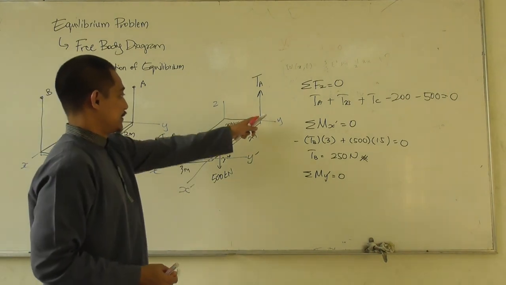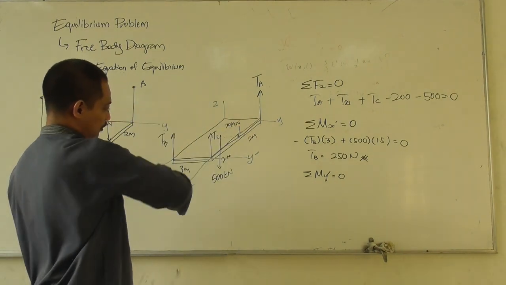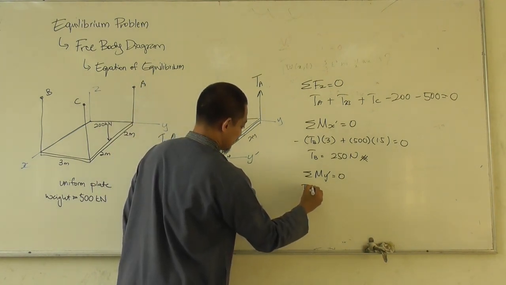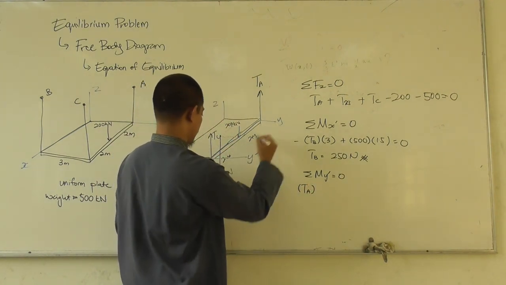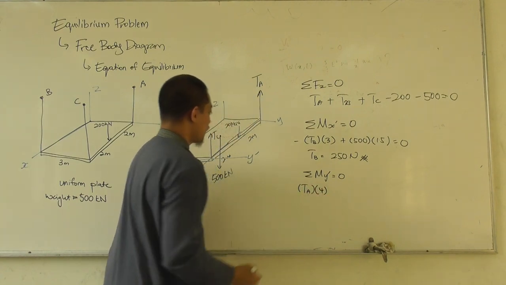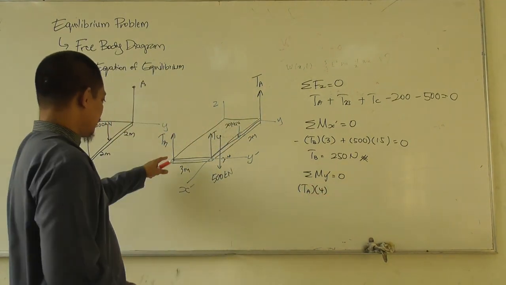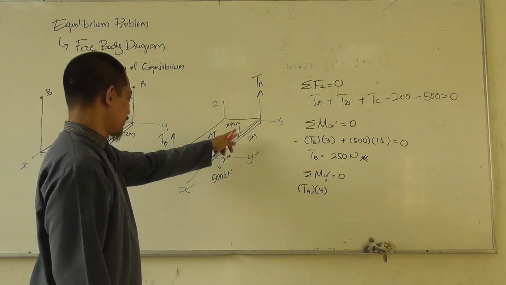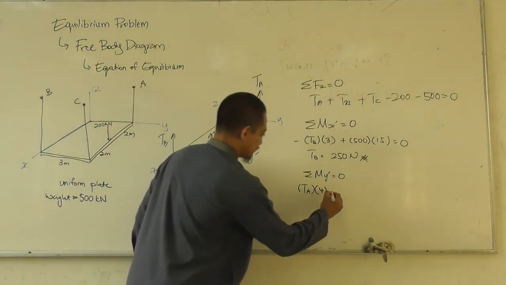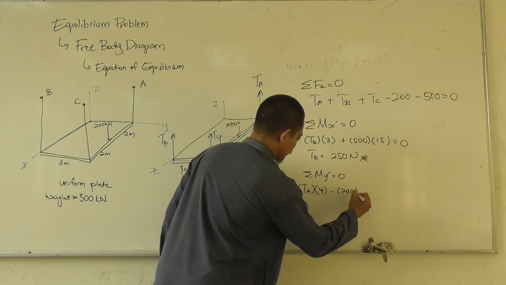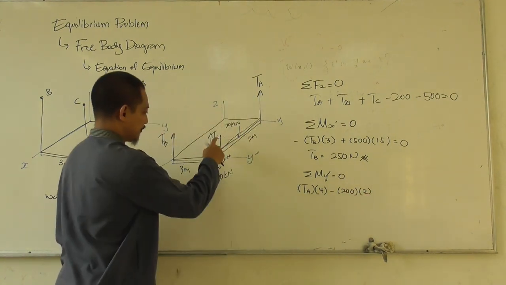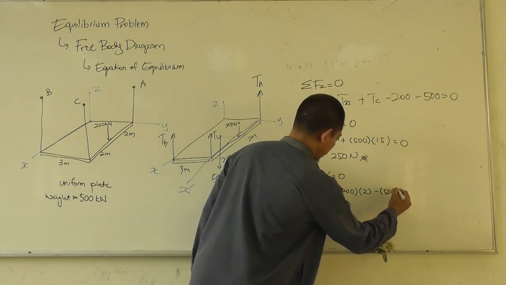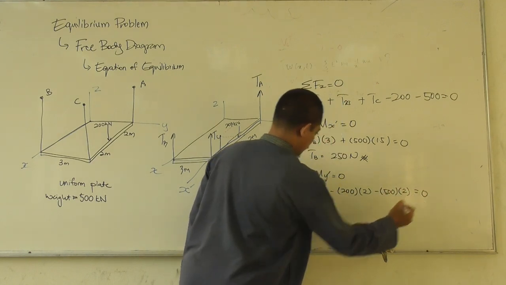Summation of moment about y prime axis. So now TA is counterclockwise about y prime, so positive TA, the distance of 4. Alright, TB on the line, no. TC on the axis, no moment. 200, it's clockwise, so minus 200, distance of 2. 500, also clockwise, minus 500, distance of 2, equal to 0.